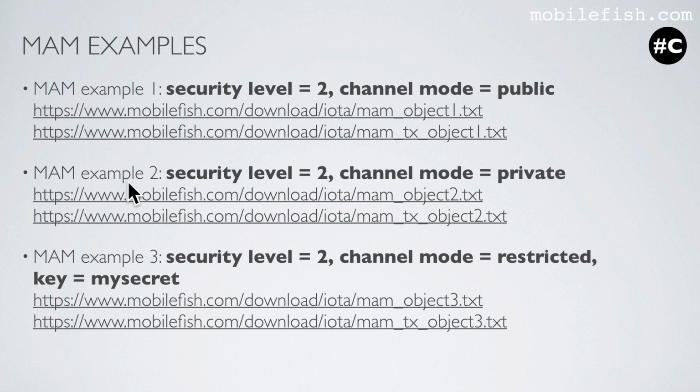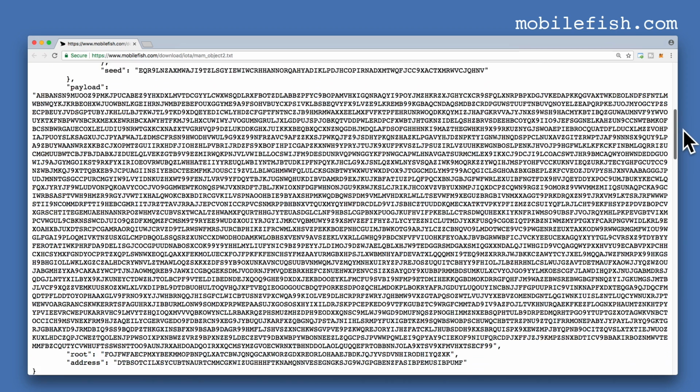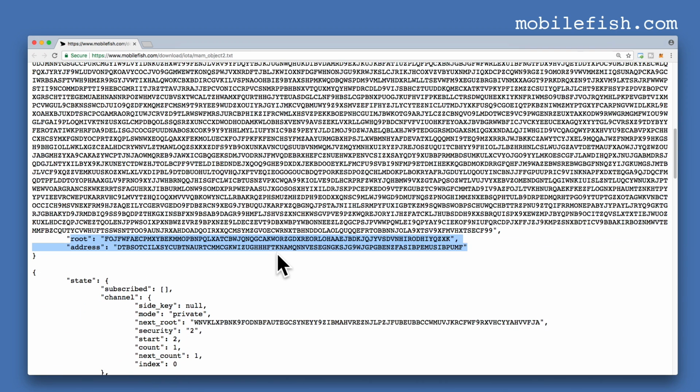Let's go to MAM example 2, where security level is 2 and the channel mode is private. And let's open this link. As you can see, the root and the address are not the same. The address is the hash of the root.